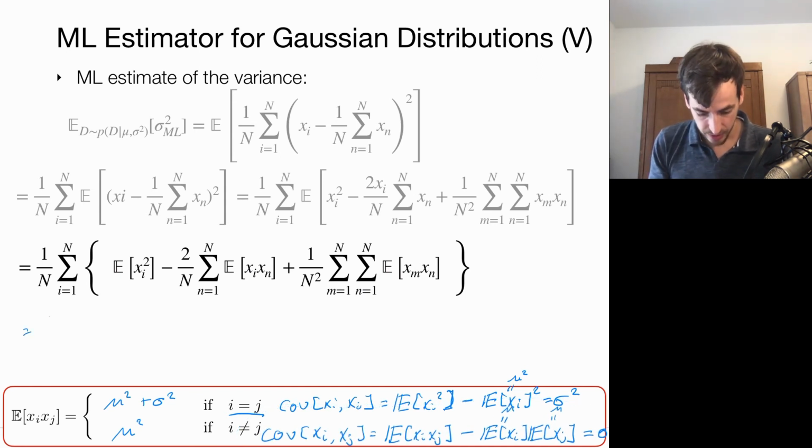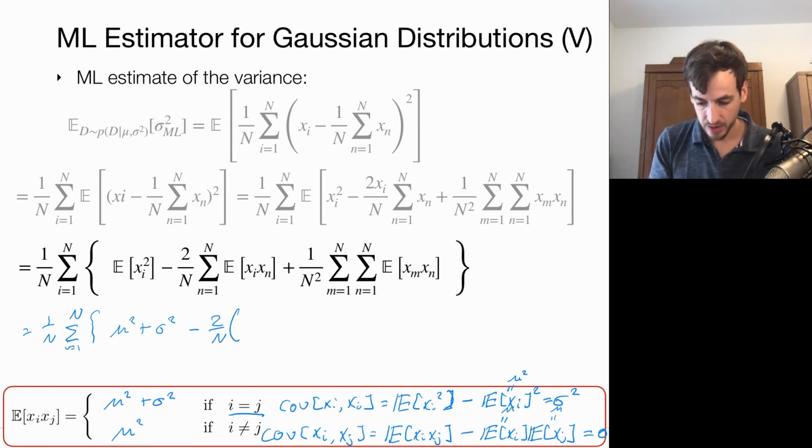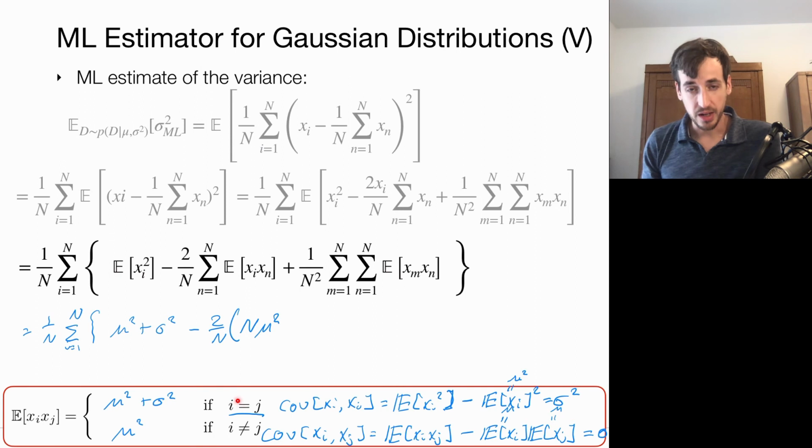Okay, so let's write this out. We have 1 over n, the sum over all these i's. The expected value of x_i squared always gives me mu squared plus sigma squared. Then we have minus 2 over n times, then if we look at this thing, this is a sum over expected values, and so it will generate a mu term for every item in this sum. So we have n times mu squared, but only when i is equal to j, and this happens only one time, I get this sigma term in it, so we have plus sigma squared. Okay, so those were the items in this particular term.